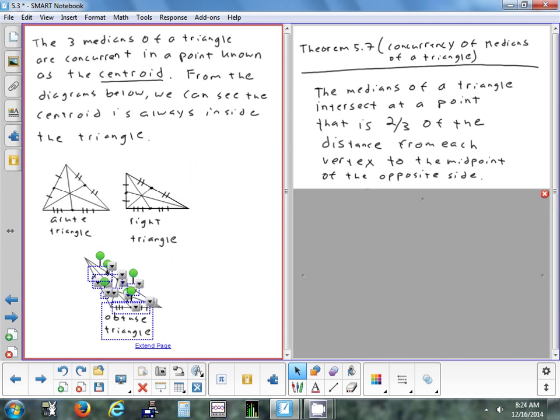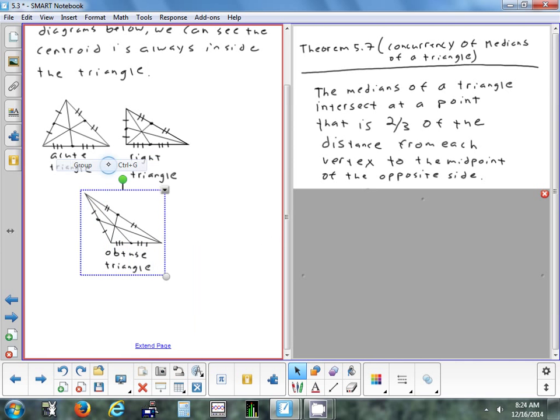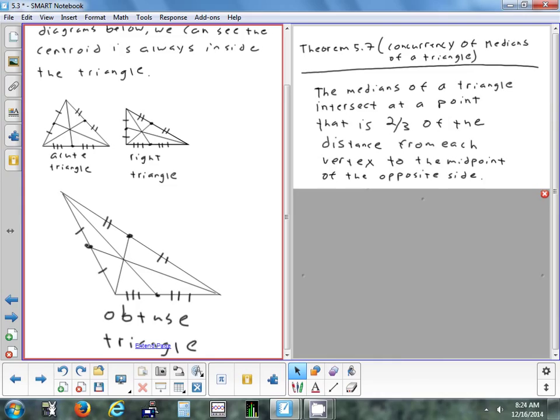Okay, let's take this obtuse triangle, move it down here a little bit. Let's see if I can make it a little bigger. Two-thirds, the medians intersect at a point that's 2/3 the distance from the vertex to the midpoint of the opposite side. So let's look at the segment right here. Okay. Segment AB. That's a median. It's drawn from the vertex right to the midpoint of the opposite side. Let's say segment AB was 15 units long.